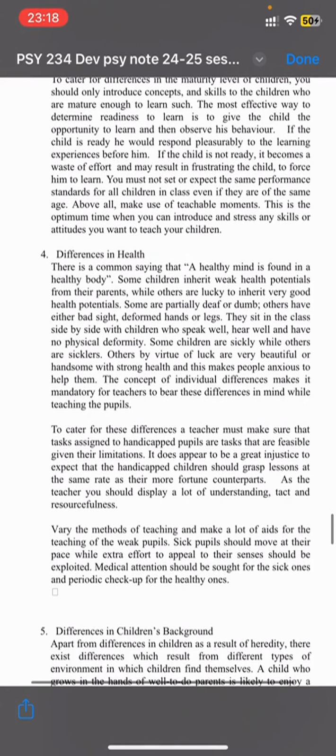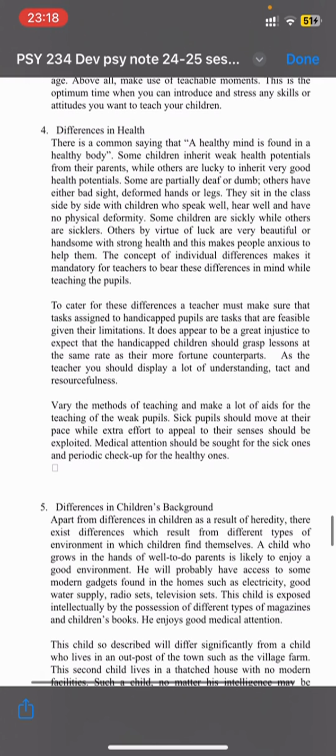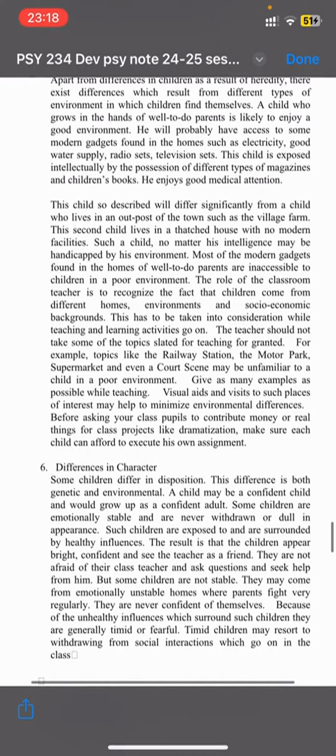Now, difference in health. A healthy mind is found in a healthy body. Some children inherit weak health potentials from their parents, while others are lucky to inherit very good health potentials. Some are partially deaf or dumb. So as a teacher, you should be able to cater for all these needs. Some have bad eyesight, some have deformed legs. So you should be able to look at these things.